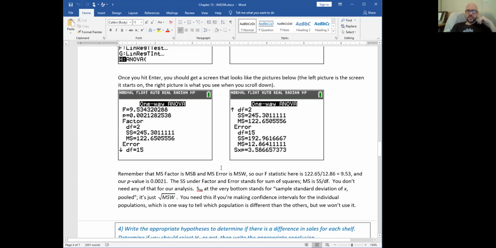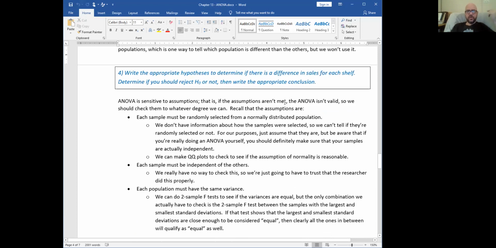And then we see this set of screens that we have. And our p-value is this thing, 0.0021, right? Significantly smaller than 5%. All right, so let's do all this. I'm going to write appropriate hypotheses, determine if we should reject the null hypothesis, and write the conclusion.